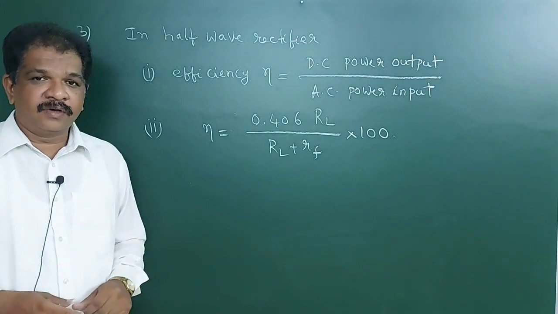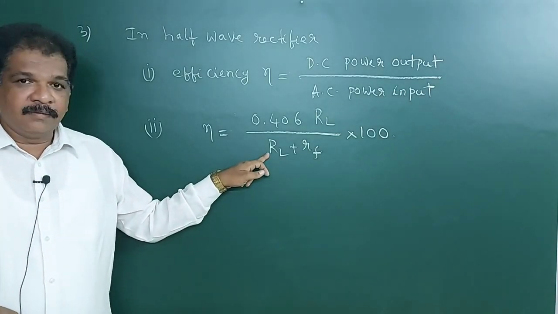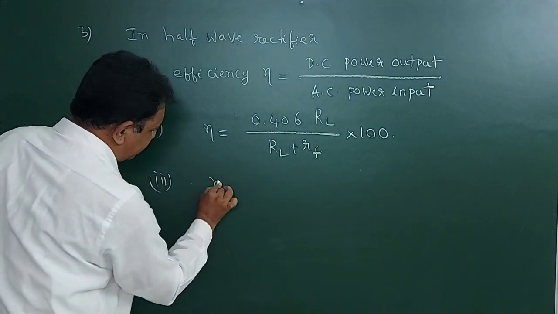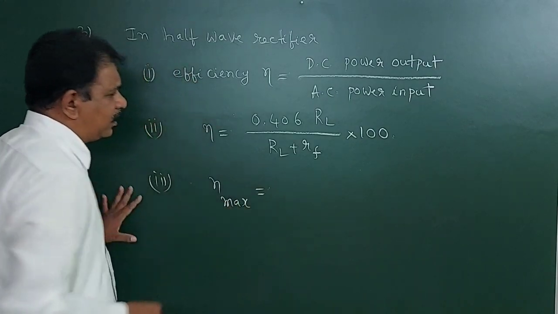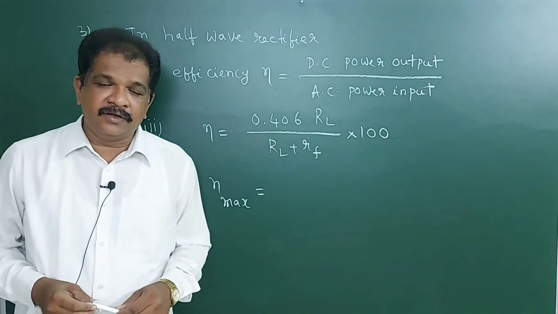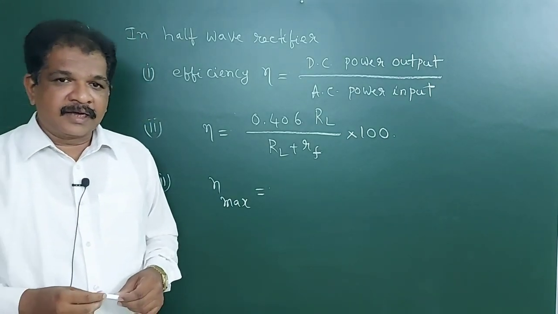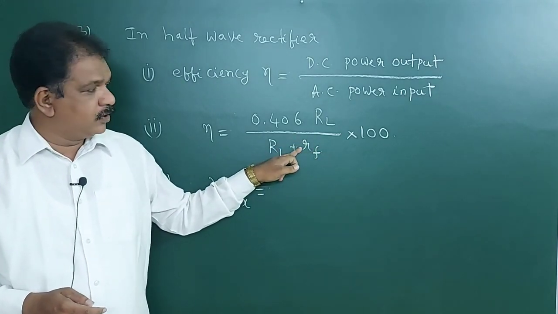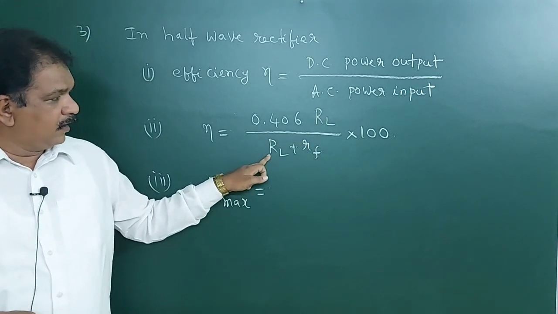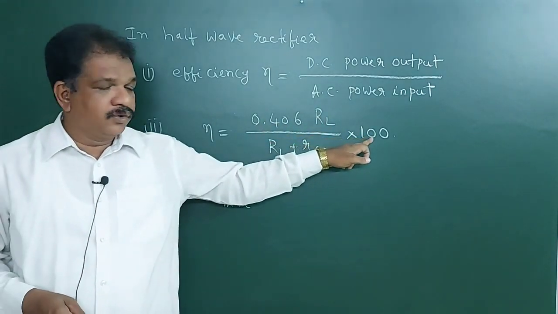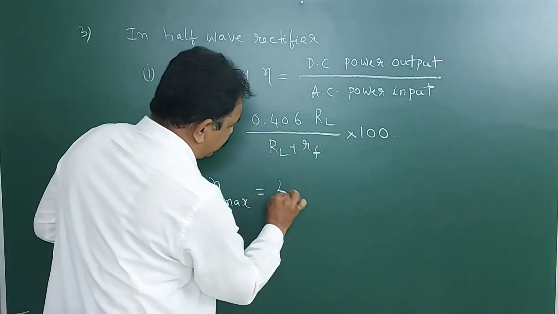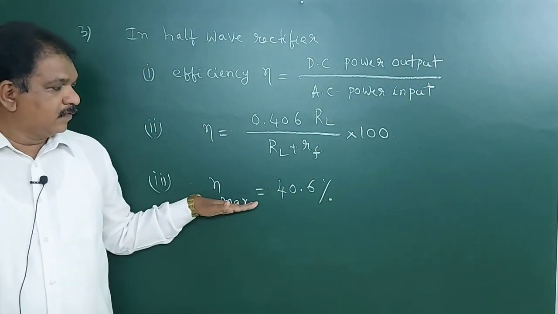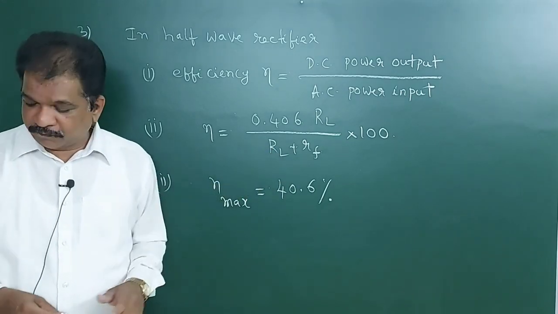What is RF? Forward resistance. What is RL? Load resistance. Maximum efficiency, how much? Eta maximum. If the diode used by us is an ideal diode, then the rectifier will have maximum efficiency. For an ideal diode, RF value will be equal to 0. This RL will cancel. 0.406 into 100 means it becomes 40.6%. So these are the formulae for half wave rectifier.